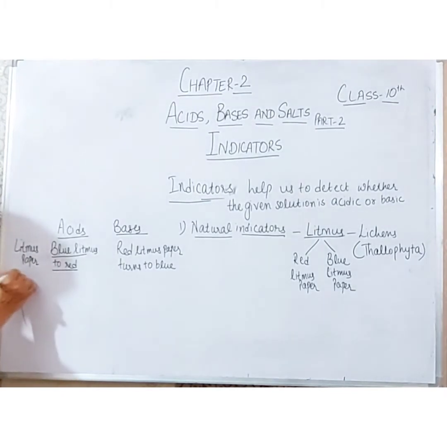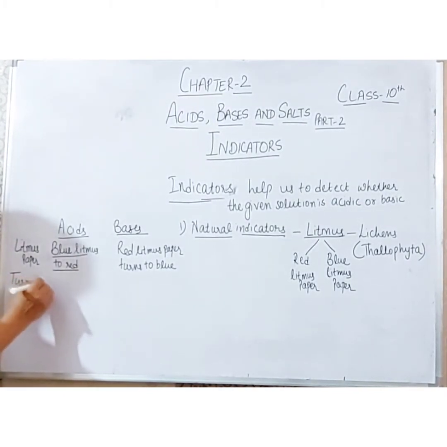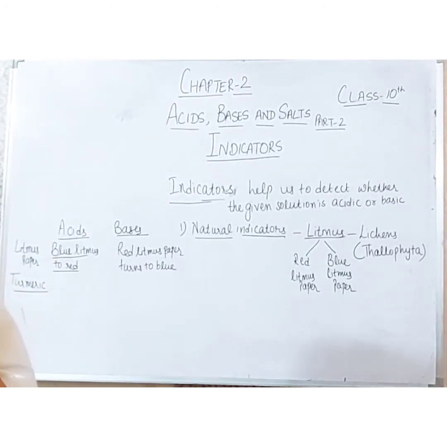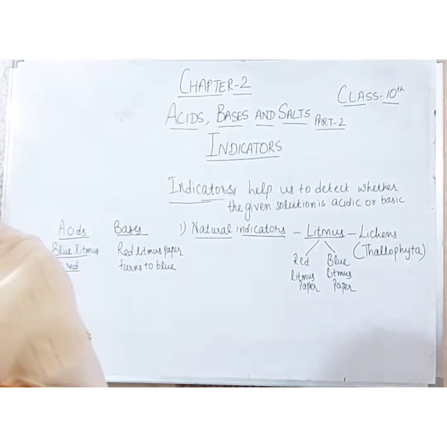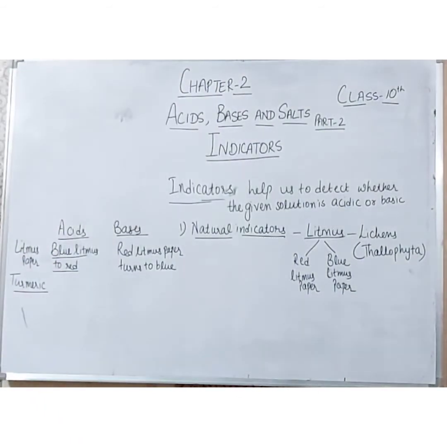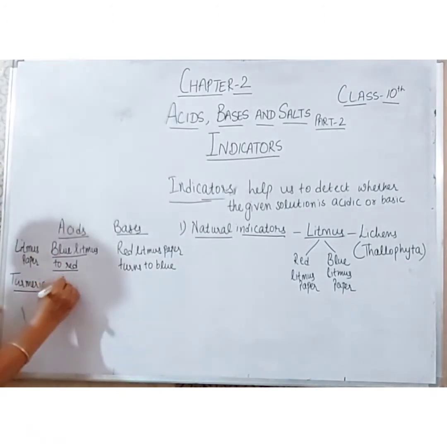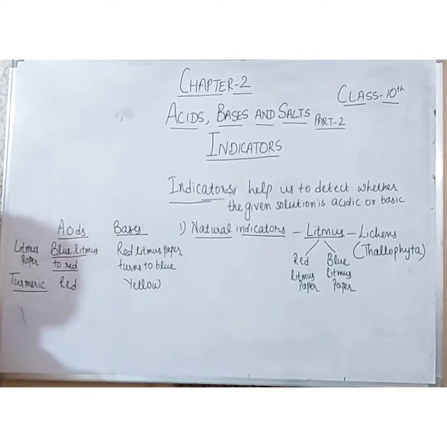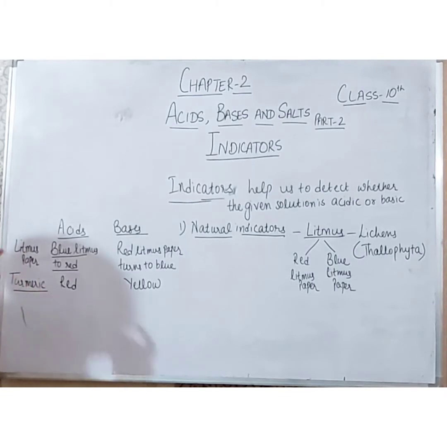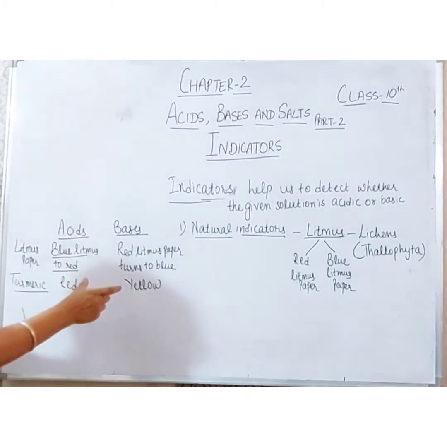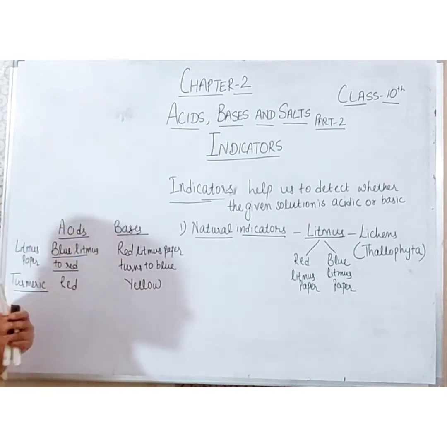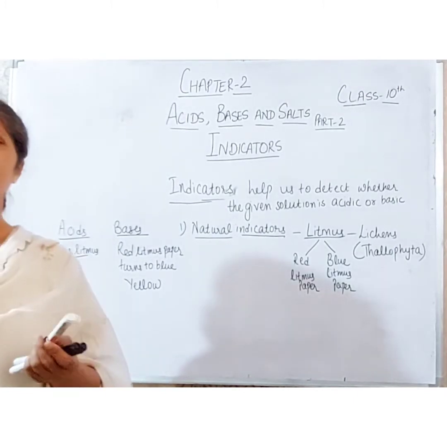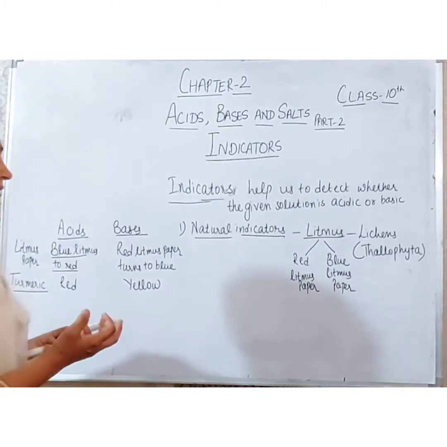Second, we have got turmeric. We can also use turmeric to recognize the solution of acid and bases, because turmeric is another natural indicator. In the case of acids, the color of the turmeric paper becomes red, and the color becomes yellow in the case of bases. These are the natural indicators. There are more naturally occurring indicators, that is China rose, etc.